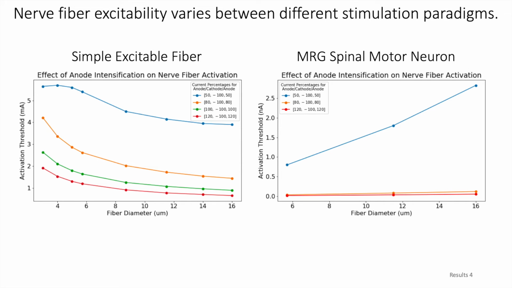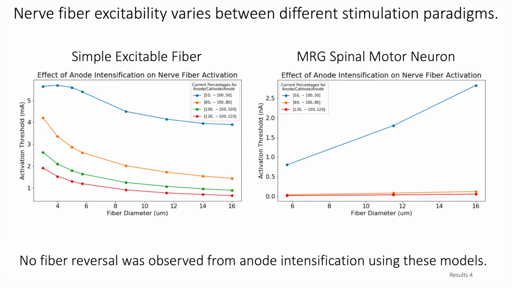The graph on the left describes the effect of anode intensification on a simple excitable fiber. There are 4 different lines here, and each of them corresponds to a different anode current percentage. Across all 4 of these conditions, we observe that fibers with a larger diameter will have a lower activation threshold. This means that fibers with a larger diameter will be recruited first, prior to the smaller ones.